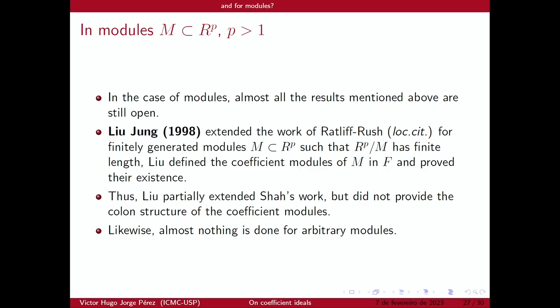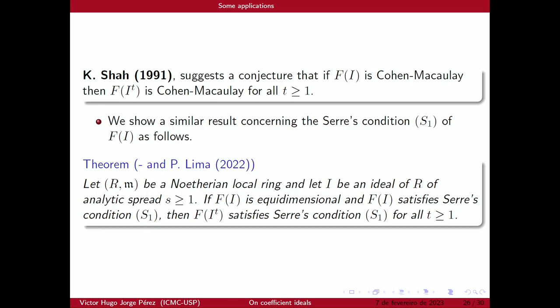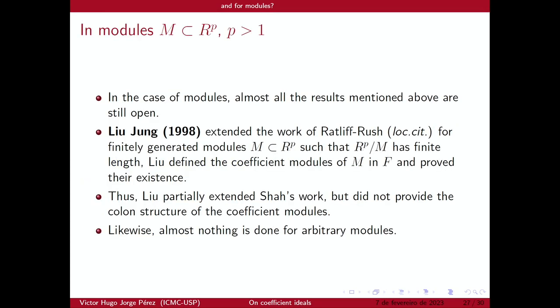And then I think I will finish. I have another elementary property about these coefficient ideals, for m-primary ideals or for arbitrary ideals, which is very important in commutative algebra. Then the natural question is about modules. All results are for arbitrary ideals, m-primary ideals or ideals of arbitrary type. But if we take a module over R, in this case, almost all results for modules are still open.